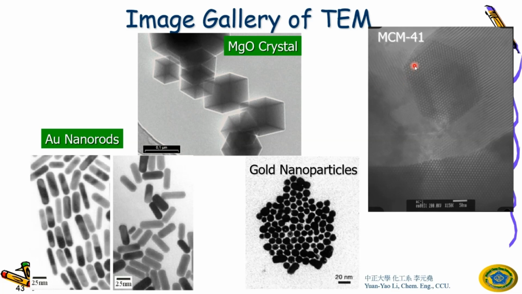Okay, and this is called MCM-41. This is a kind of porous material. As you can see, you have some channels in this material. Okay, so if you use SEM, you see nothing. You can see only black. But with TEM instead of SEM, you can see through and see something inside.